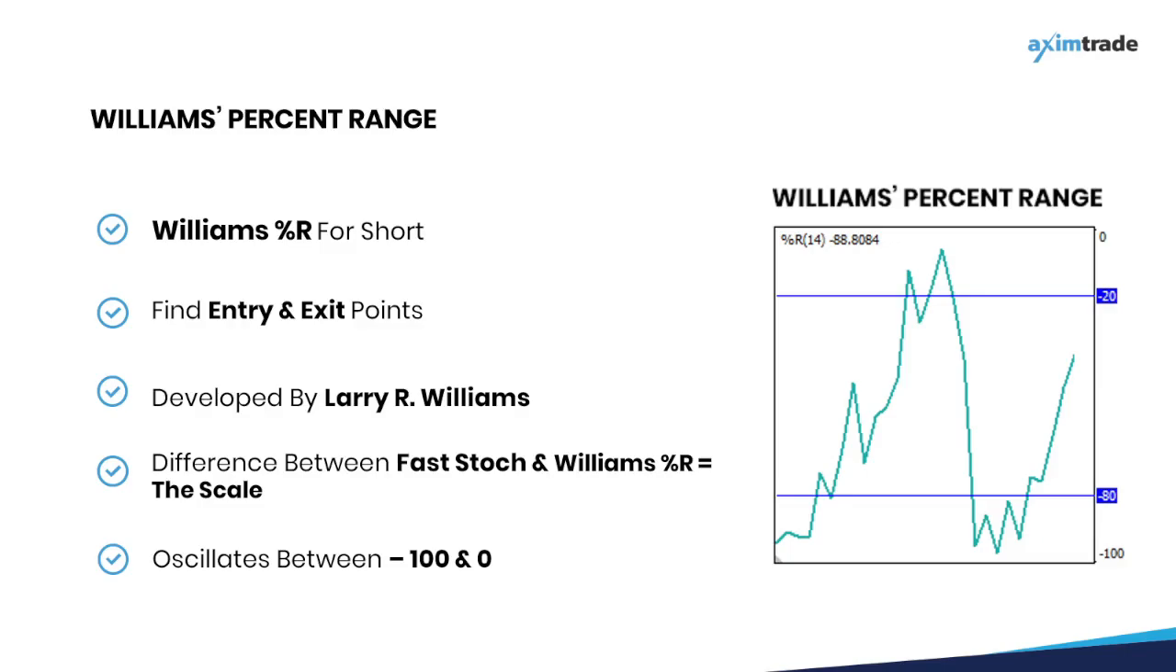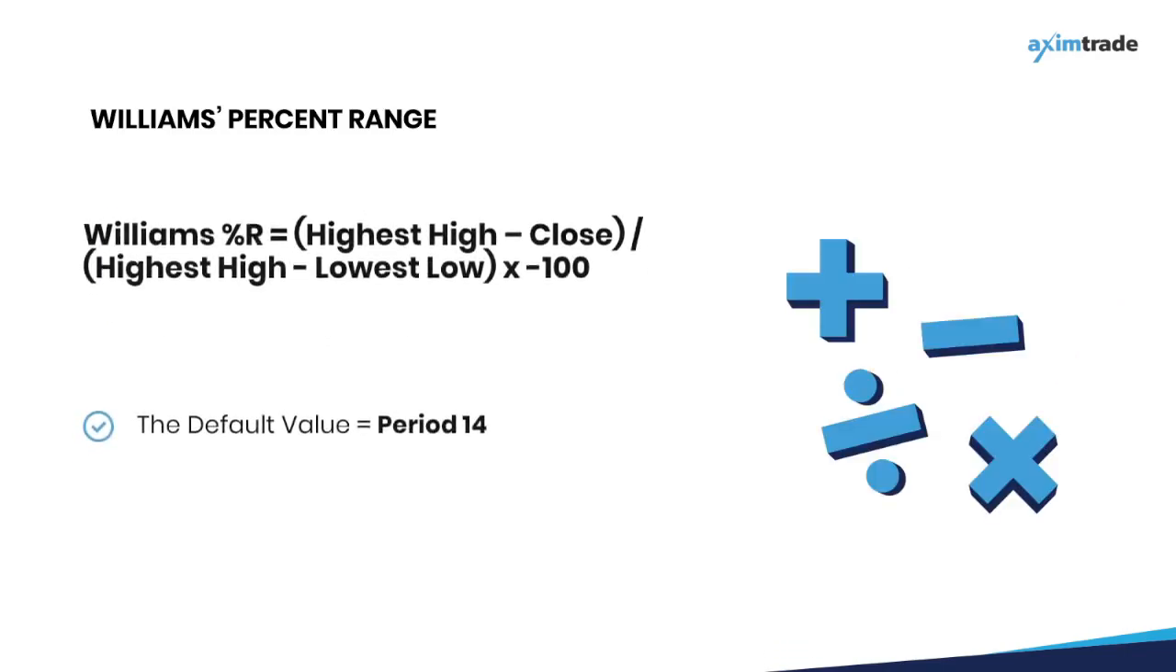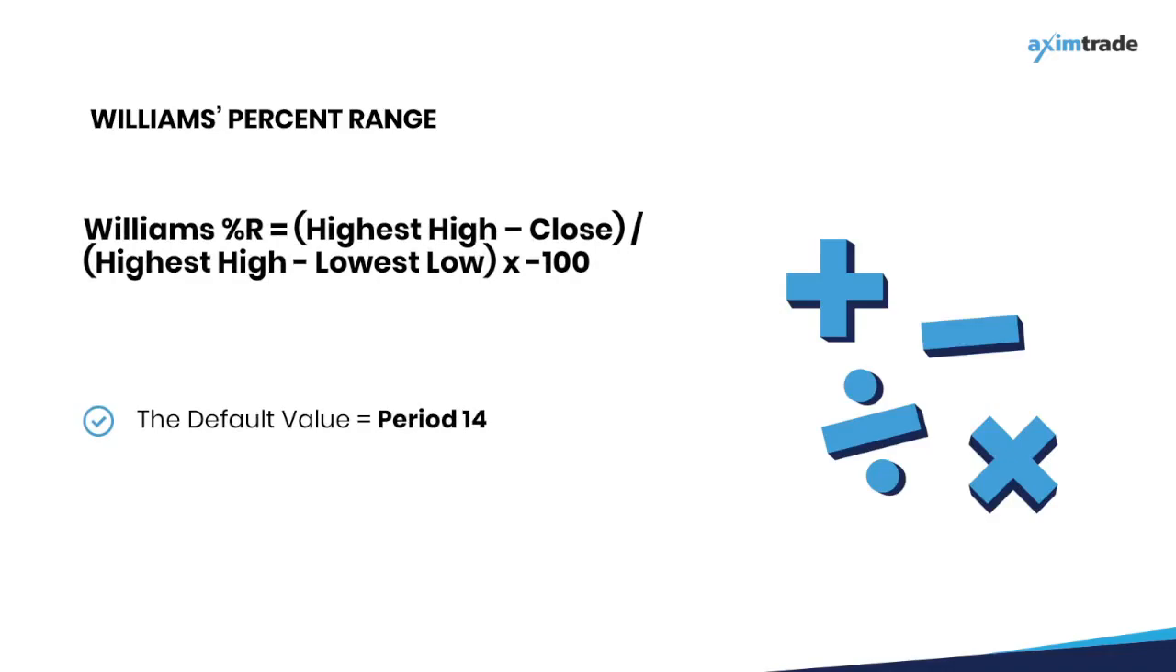Let's look at the formula. The first step is to decide on the number of periods to be included in the calculation. Calculate percent R by comparing the latest closing price to the range traded over the last X number of periods. By default, the Williams percent range is calculated based on period 14, but traders can change this according to their preferences. Let's look at the features of this indicator and how to interpret it.